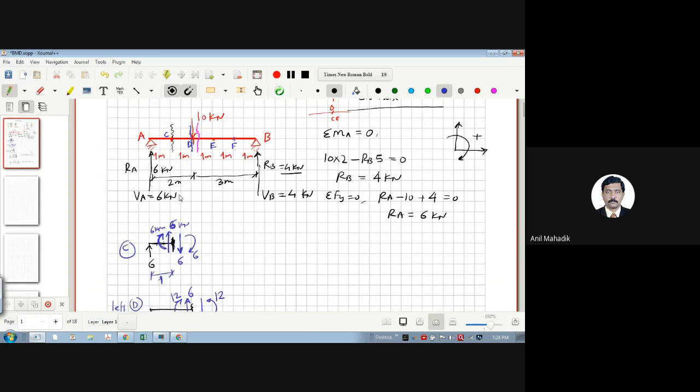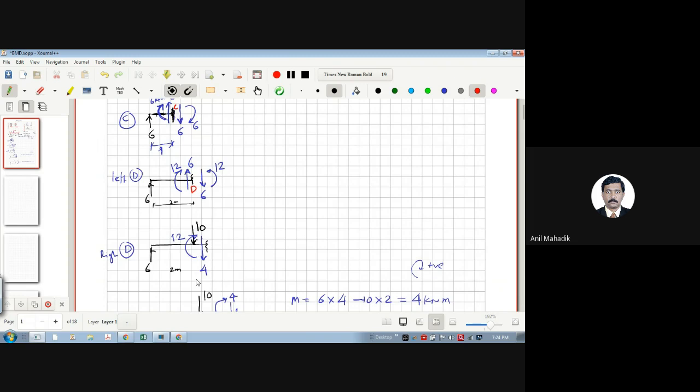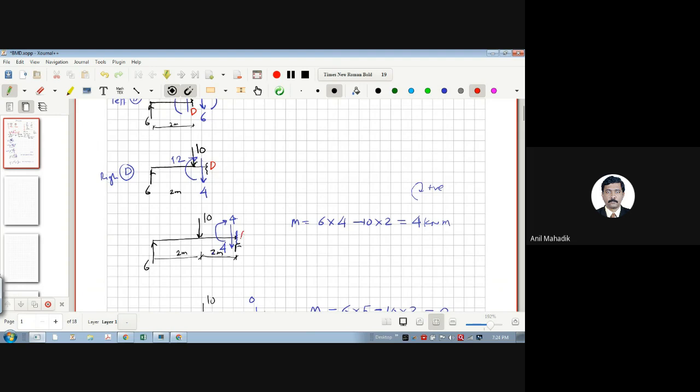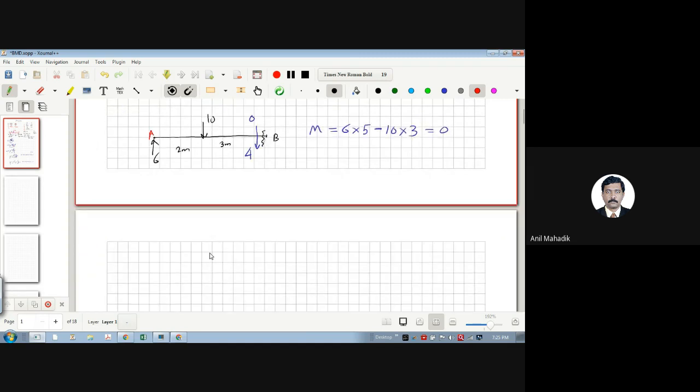So let me mark the points of the sections. So this is my which point? C point is mine. Then I have D, then this is also D, and F. Now let's draw, and this is your B directly, and this is our A on the left side. So if you want to draw the shear force diagram, let's start first with the shear force diagram. So now I have to shift this up and down a little.